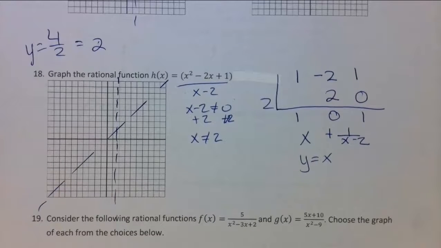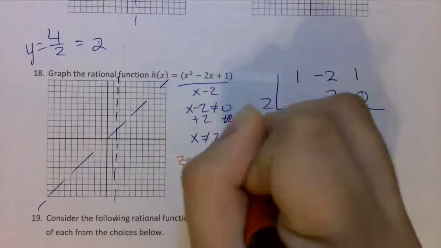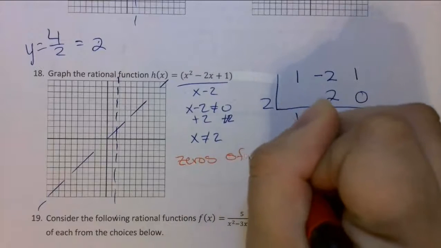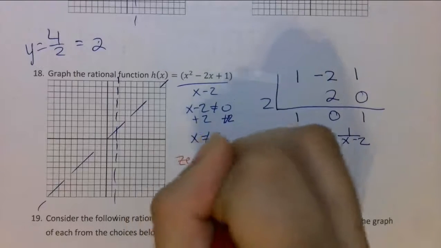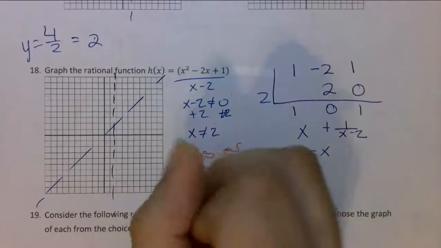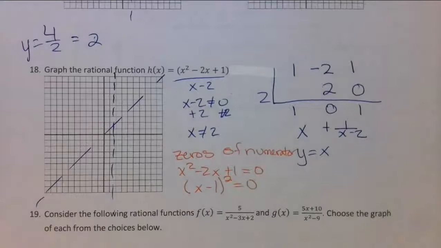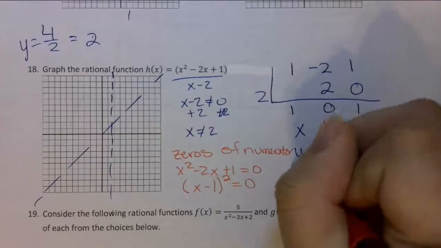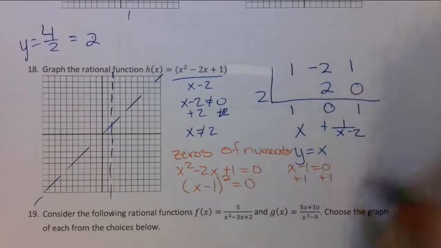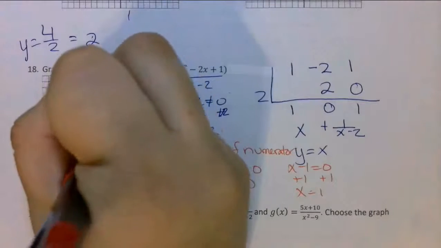Next what I want to do is find the zeros of the numerator. So I take x squared minus 2x plus 1 and set it equal to 0. I want to factor that. I have x minus 1 times x minus 1, which gives me the negative 1's multiplied to a positive 1, and they add up to negative 2. So when I go to solve this, I really have x minus 1 equals 0. Then I add 1 to both sides. I get x equals 1 for one of my zeros.